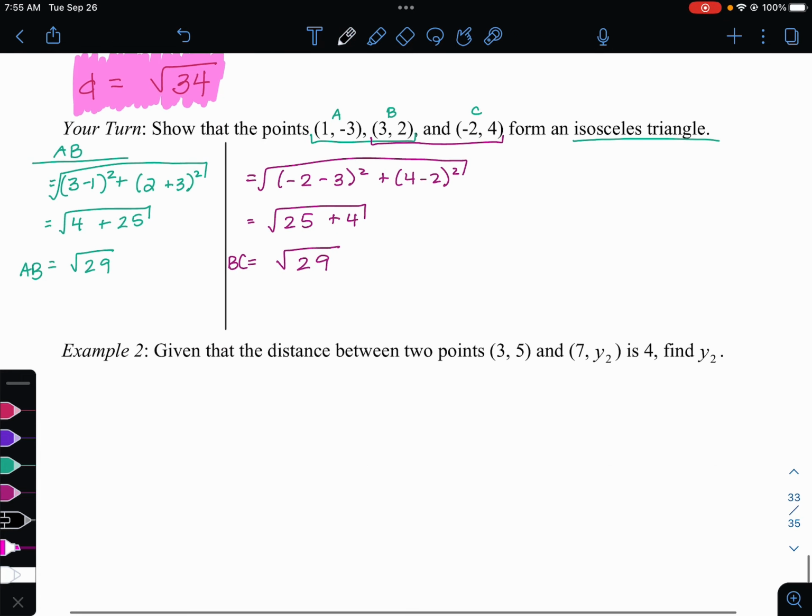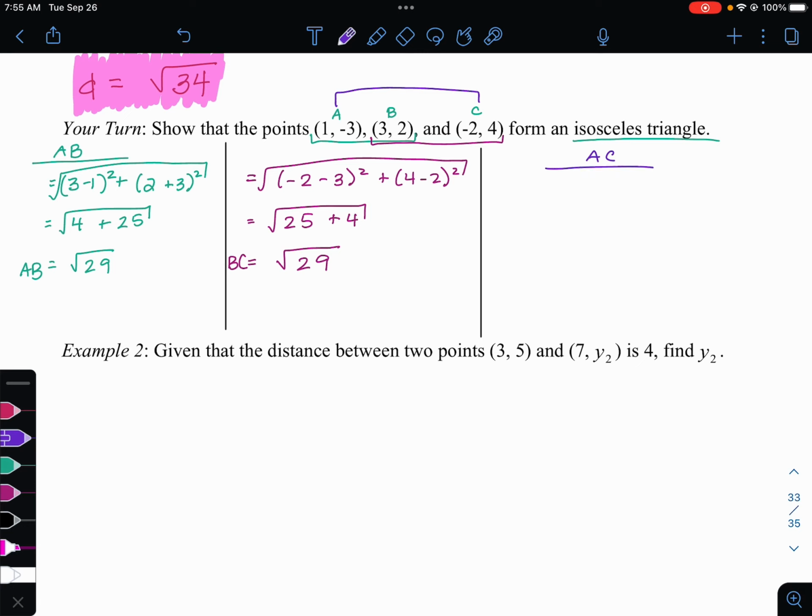We do have to do A to C, because if all 3 sides are congruent, then it would be an equilateral triangle. Okay, so we just need to see, hey, is it more specifically equilateral, or is it just an isosceles triangle? So now I'm going to do A to C. So that is going to be negative 2 minus 1 squared plus 4 minus a negative 3 squared. Again, don't forget the square root. I say that every time because that's the thing students mess up the most about this.